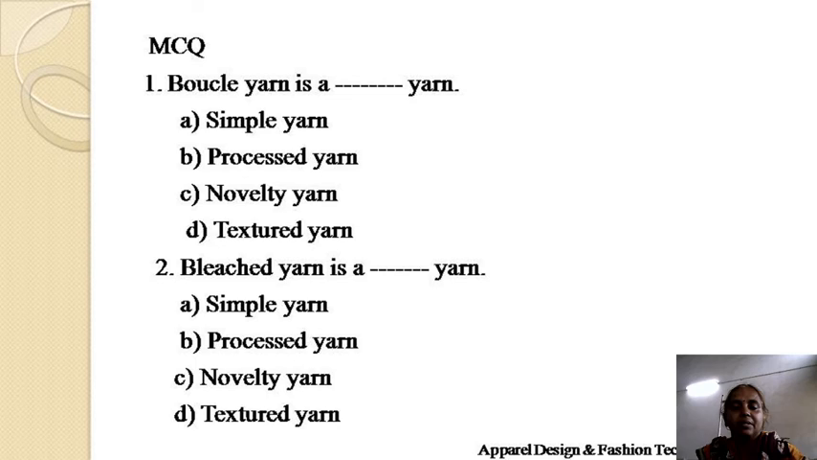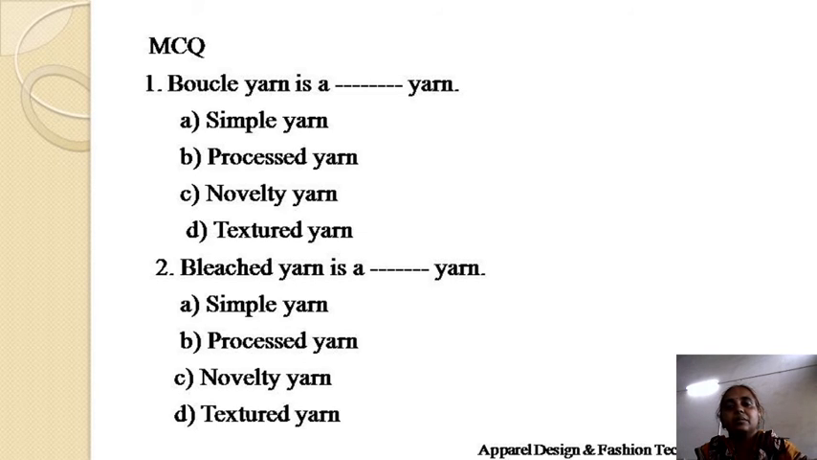First one, you have to choose the multiple choice questions. Bocal yarn is a dash yarn. Under which group does the bocal yarn belong? First option is simple yarn. Second, processed yarn. C, novelty yarn. D, textured yarn. Under which group does it come? Bocal, simple. Under simple, there are only 4 groups, that is single, ply, cable and double yarn. So bocal does not come under simple yarns.